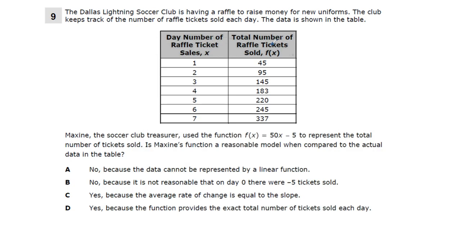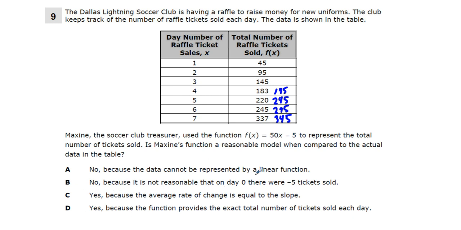But then this one here should be 195, right? And this one should be 245. 295 and 345. Okay, and then these ones here are exact matches. So is this reasonable? Says, well, no, data cannot be represented by a linear function. Well, it kind of is, and it's not real close for certain things, but some of the numbers are exactly right.